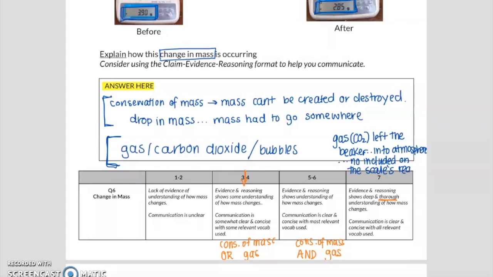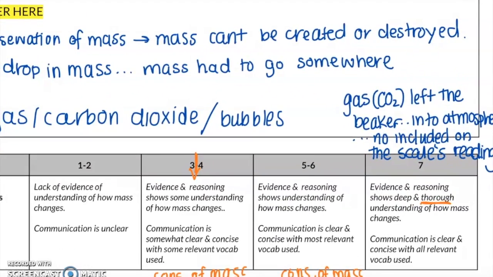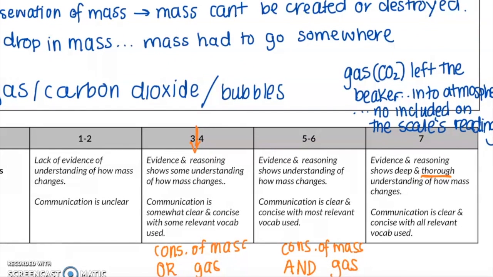Or maybe discussing how if you had put a lid on top of this, that you would have seen different readings on the scales that would show mass all being the same at the beginning and the end, because you would have trapped that gas in and had that gas be part of the measurement. So being really thorough and making those connections could have earned you a 7 here.